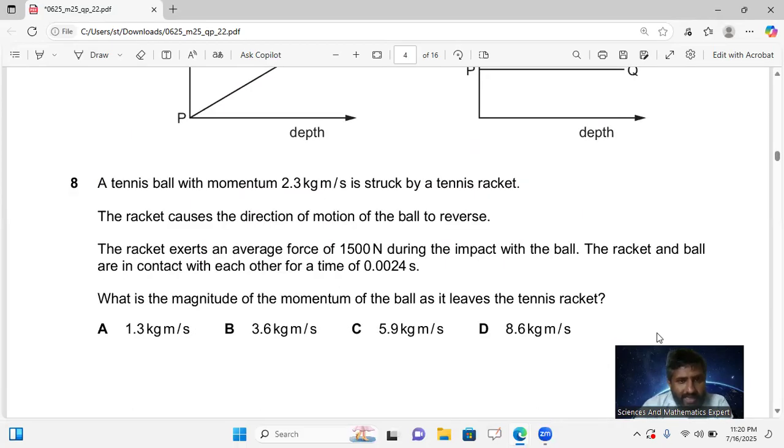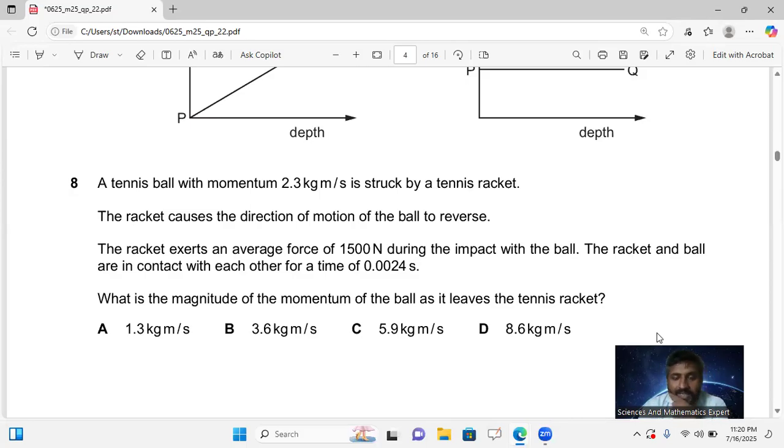Okay, now he is saying a tennis ball with momentum 2.3 is struck by a tennis racket. The racket causes the direction of motion of the ball to reverse. The racket exerts an average force of 1500 newton during the impact of the ball. The racket and ball are in contact for 0.024 seconds. What is the magnitude of the momentum of the ball as it leaves the tennis racket?